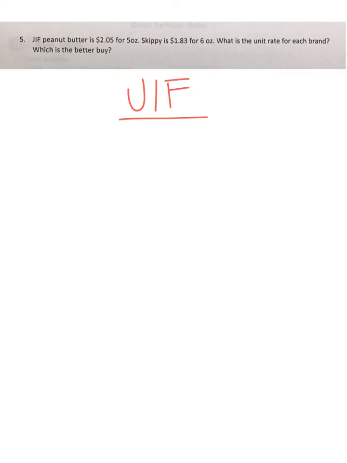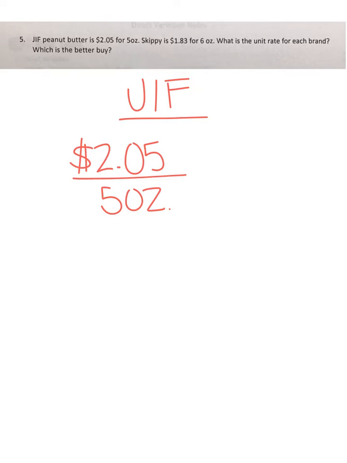Jif is $2.05 for 5 ounces of peanut butter. Remember, that's our left side of our proportion. On the right side, we want our denominator to be 1. So in this case, it's 1 ounce. And we're looking for our unit rate, our cost for 1 ounce. So we're going to divide by our denominator, 5. What we do on the bottom, we have to do on the top.